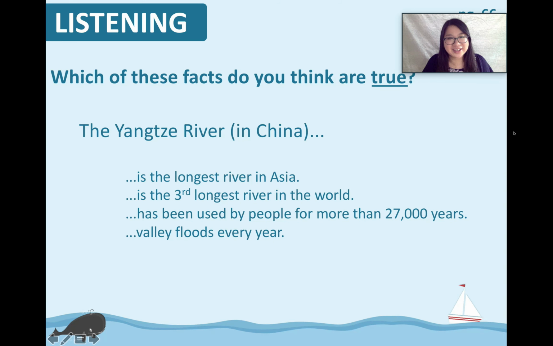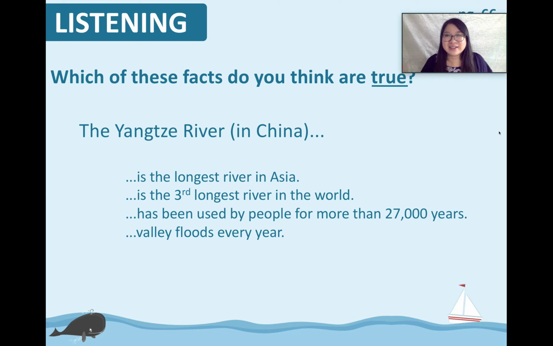Before we begin the audio, let's see how much you know about the Yangtze River in China. Which of these facts do you think are true? The Yangtze River in China is the longest river in Asia, is the 3rd longest river in the world, has been used by people for more than 27,000 years, and its valleys flood every year. What do you think? Actually, these are all true.